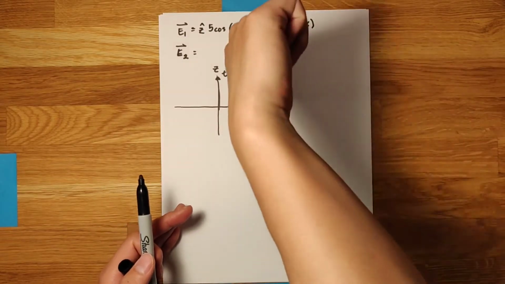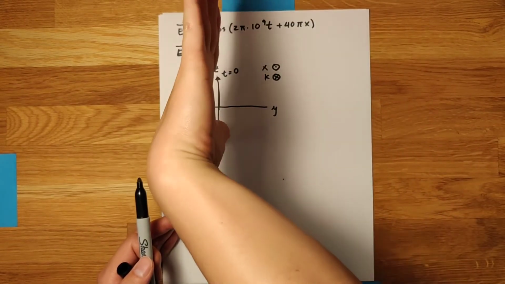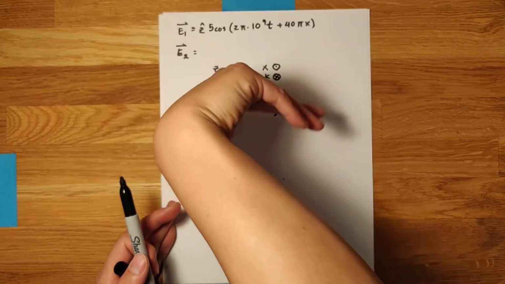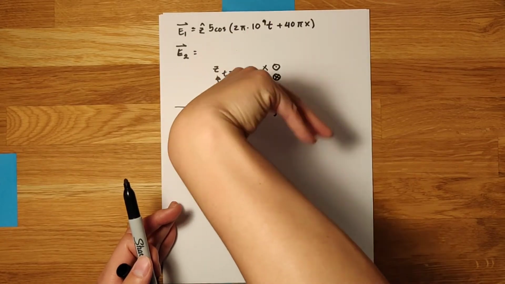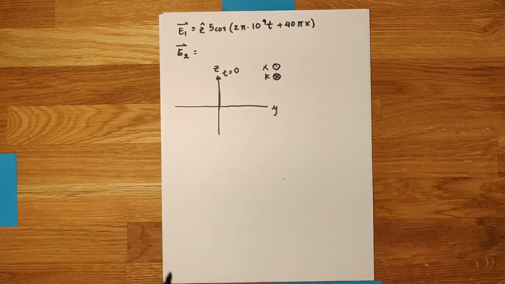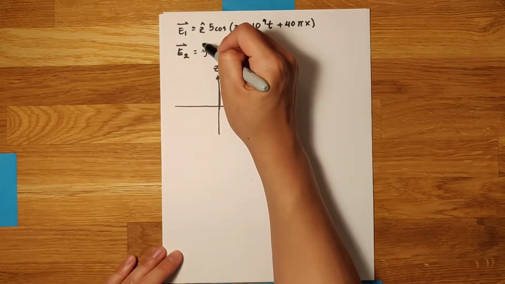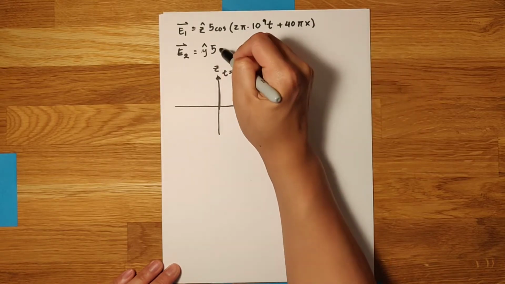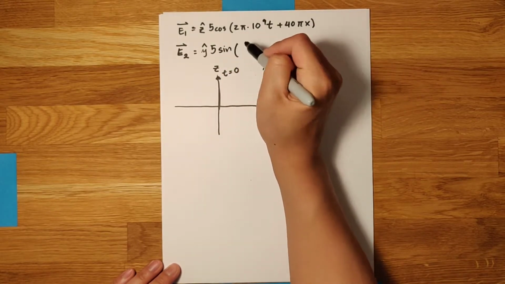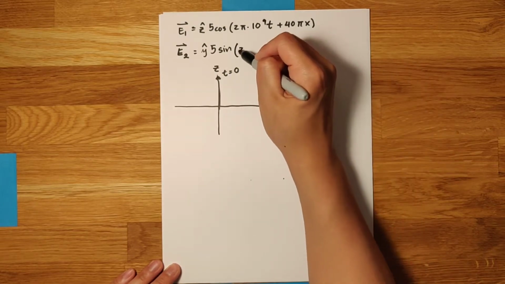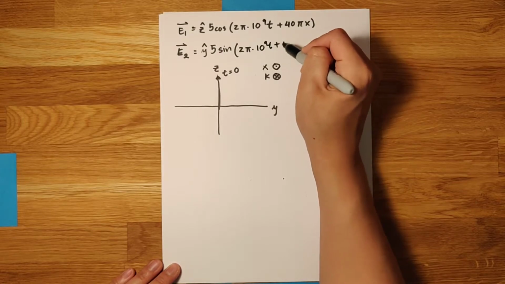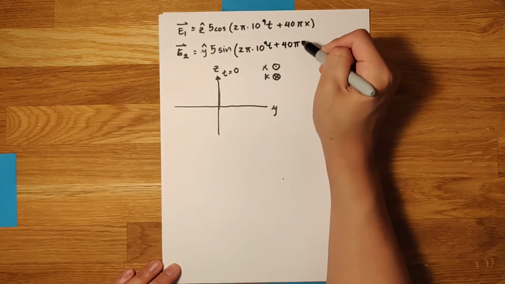Pointing my thumb in the direction of k, and laying my fingers where E1 is, my fingers will curl towards where E2 is going to be. In this case, it's going towards y, and that's simply going to be our direction. So, y hat times the same magnitude, but this time our phase will be sine, and everything inside will be the same: 2 pi times 10 to the 9 t plus 40 pi x.